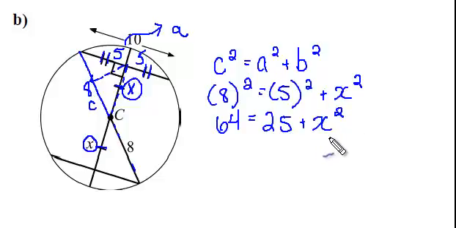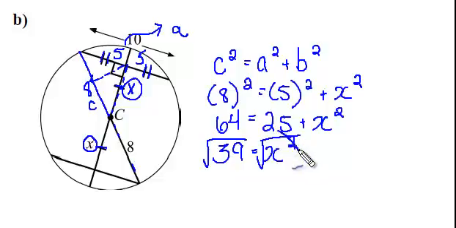In order to isolate x, I need to subtract 25 from both sides. If I do that, I will see that 64 minus 25 is 39. I want x, not x squared, so I'm going to take the square root of both sides. Square root and squared will cancel, leaving me with x equals the square root of 39. The square root of 39 has a value of 6.2.